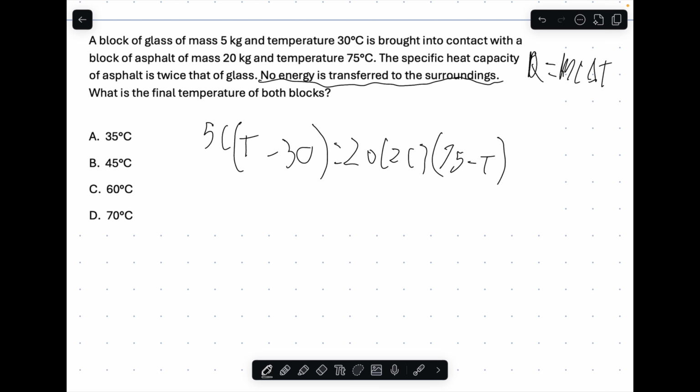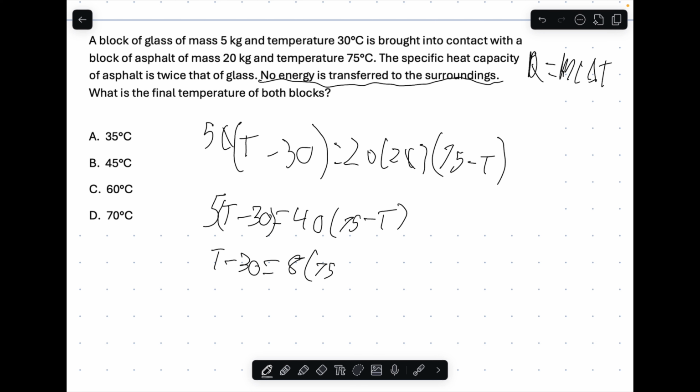So first we can see that the C's cancel out. So we'll get 5 times (T minus 30) equals 40. Oh, forgot to put brackets here. 40, because we're multiplying these two, so it's 40 times (75 minus T). And now let's divide both sides by 5 here to get T minus 30 equals 8 times (75 minus T).